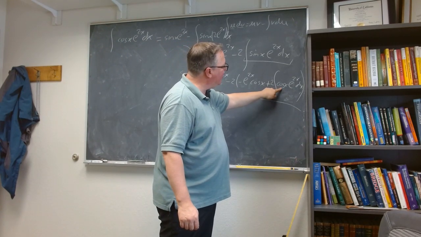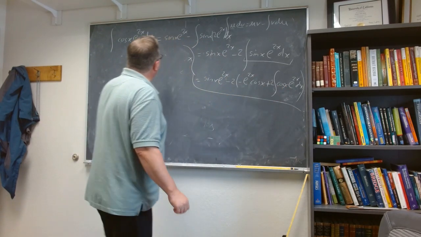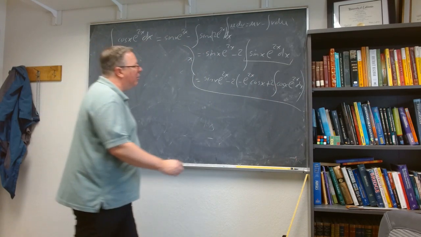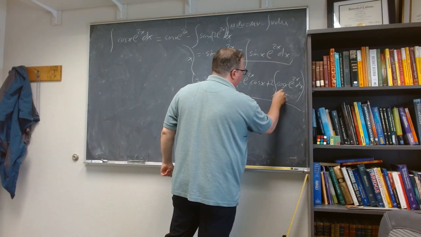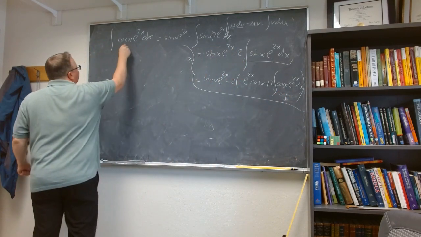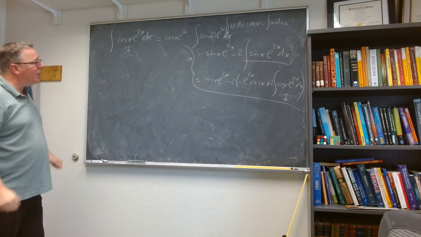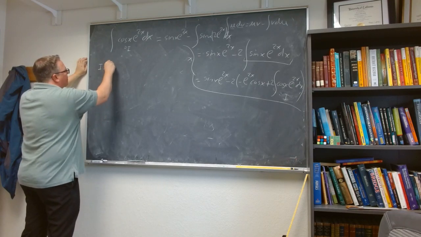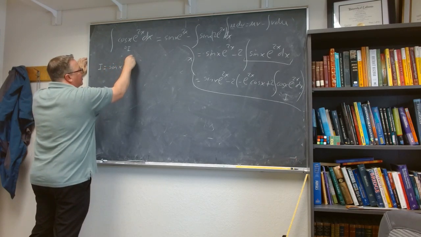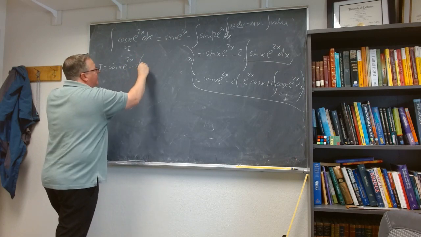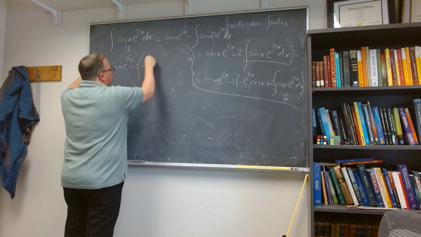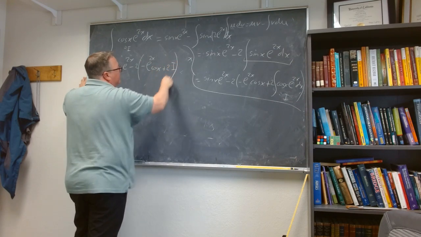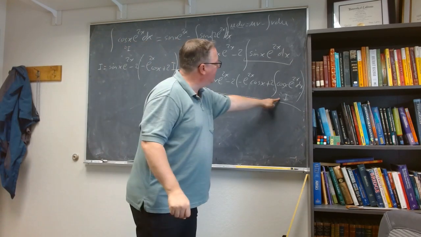But notice that this integral, cosine x e to the 2x dx, is the same as the integral of cosine x e to the 2x dx. So if we call this integral I for integral, then I is equal to this I. So I can rewrite my problem as I equals sine of x e to the 2x minus twice negative e to the 2x cosine of x plus twice I. Right? This is I, and this is I.